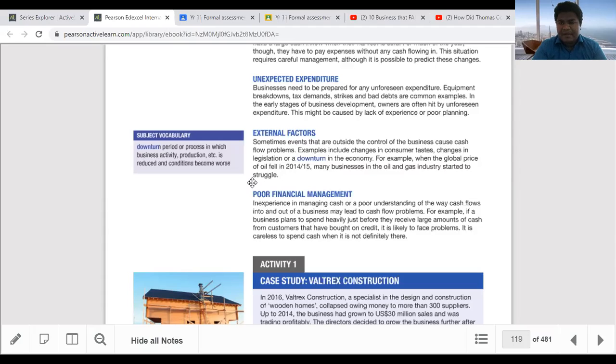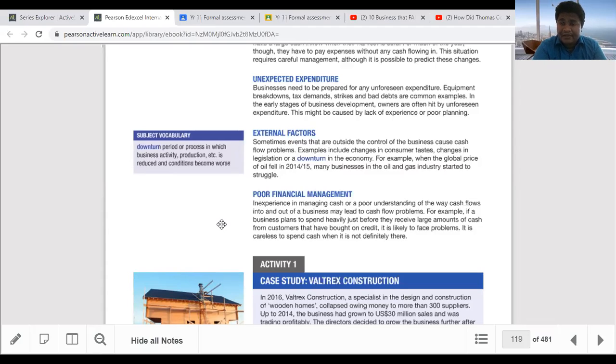For poor financial management, sometimes organization financial managers are not professional enough to actually control things. So poor financial management can be another reason for those things. Okay, now let's move on to some real world examples that happened, like Thomas Cook is one example.